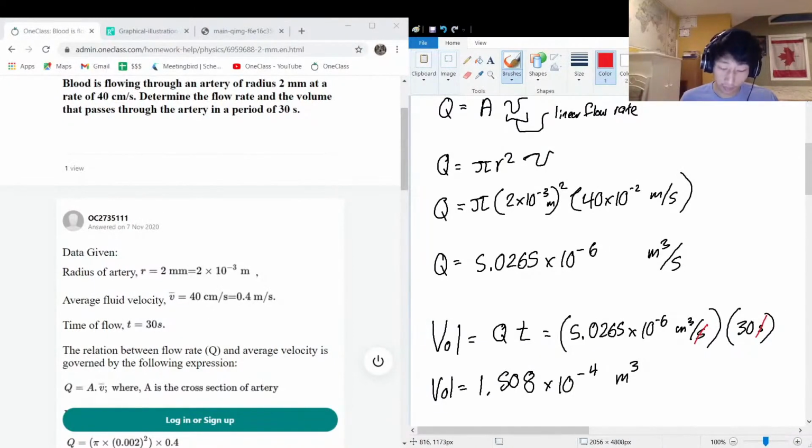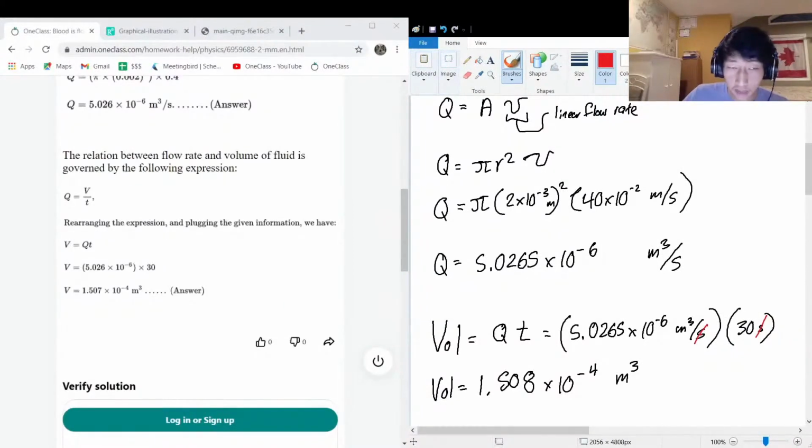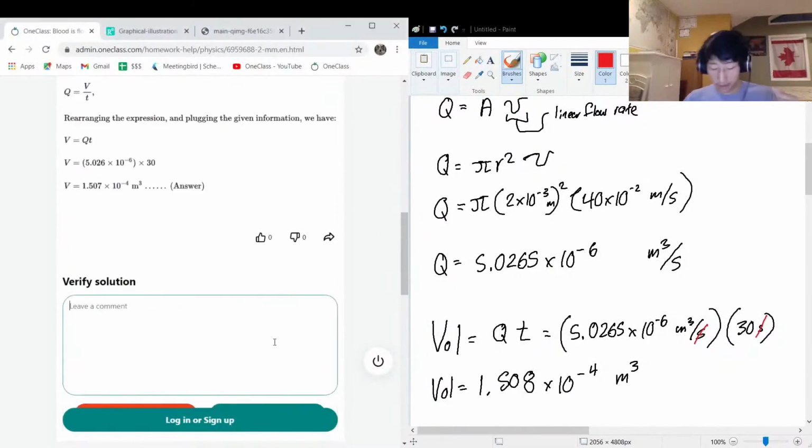And that's still a very small amount of cubic meters, but considering how massive a cubic meter is, that makes a lot of sense that you'll still have a small number after going for 30 seconds. Okay, and hopefully we got the same calculation here, 1.507. We'd accept that because it's likely just a rounding error with the calculator, but otherwise the above solution is good.